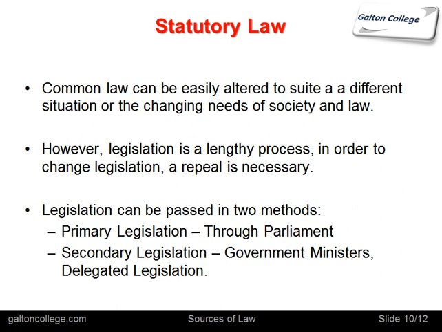Legislation can be passed in two methods. First of all, the primary legislation through Parliament, like we've been talking about, and secondary legislation, well, government ministers and delegated legislation. So it's possible for government ministers to bring through small pieces of legislation that influence their departments and get those through quite quickly.